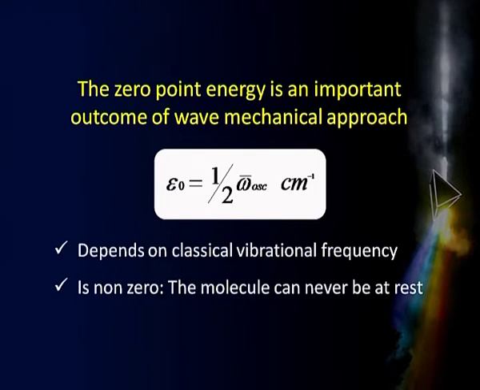You remember that in case of rotational spectroscopy, when we talked about the energy expression, we found that when J is equal to 0, E is equal to 0. That means a molecule may not rotate at all, that means J can be 0 there, but for V equal to 0, we find that energy happens to be non-zero. This is a very significant contribution which comes by the wave mechanical approach to molecular vibration.